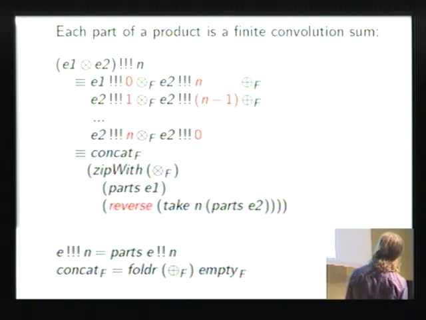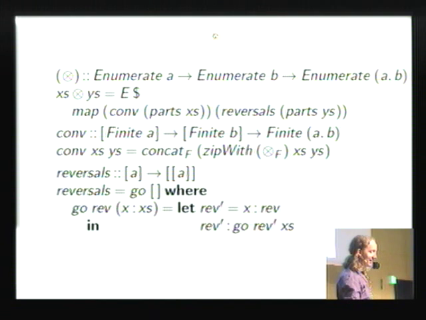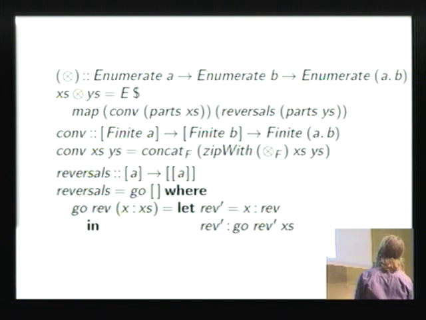So this is kind of a convolution sum, you could call this, of the initial parts of the operands. Okay. And then the definition of product, we need to make this efficient somehow. I mean, computing the reversals. What we do here is we have a helper function, reversals, which computes all the reversals of a list, and it does so using only linear memory.